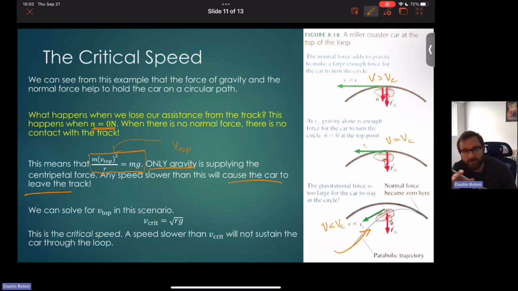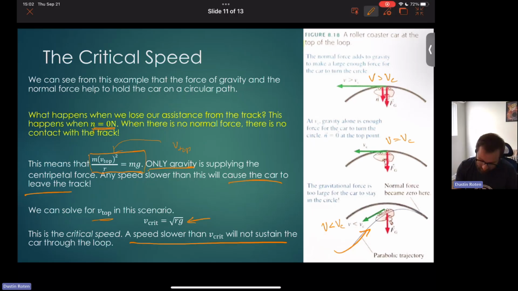All right, now what we can do is essentially just solve for V top. Okay, since they're set equal, we can do that. And we can actually determine how to calculate this critical speed. Okay, and it's actually really easy. It's just the square root of R times g.